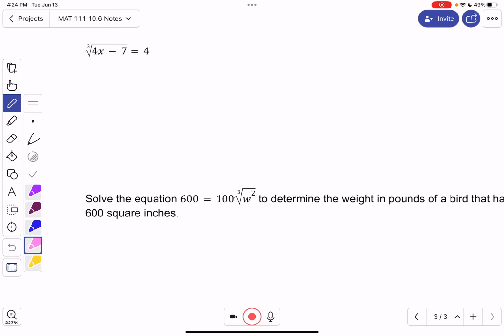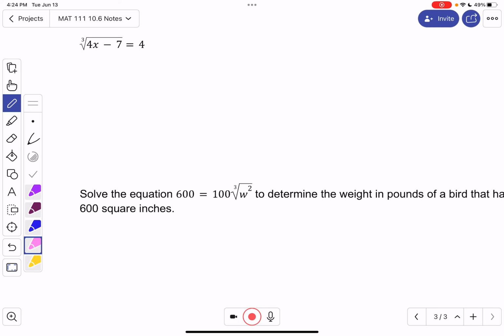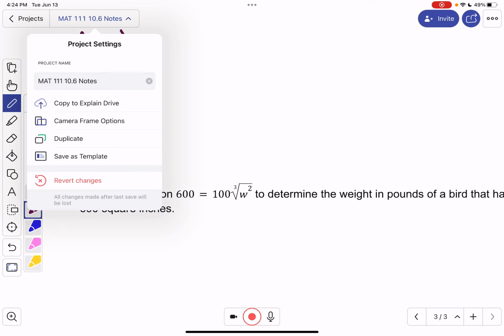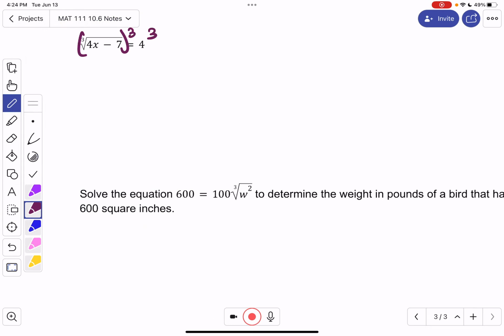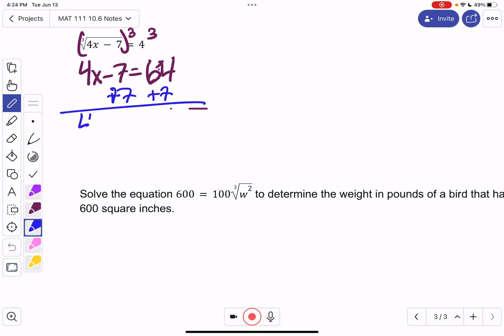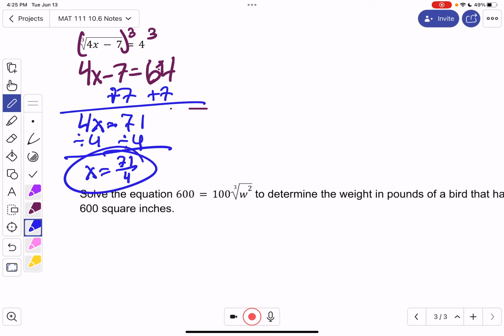Now, what's different about this one? The only difference is that the index is 3. Same rules. Radical's already alone. Now we're just going to raise both sides to the 3. Still going to cancel on this side, but this time 4 to the third is 64. Now we're going to solve. So I'm going to add 7 to both sides. So 4x equals 71. Divide by 4, and I get x equals 71 over 4.